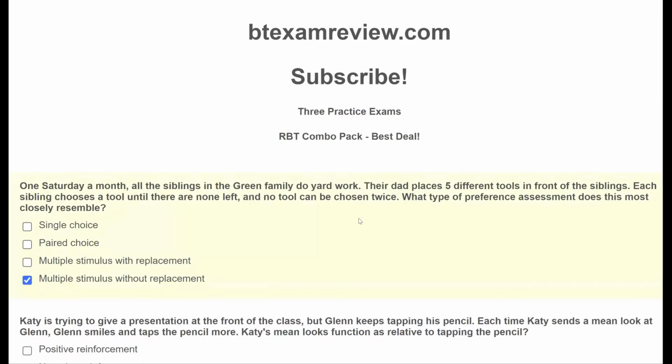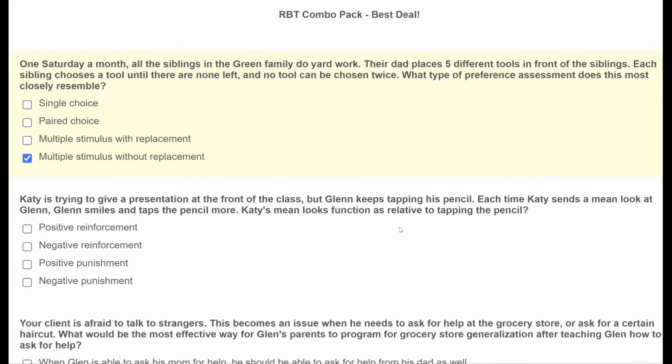We're taking our 5 different tools. Once a tool is picked, it's gone for good, and then we're picking until they're all gone. So it's not your traditional breakdown of a preference assessment, but all the principles stay the same for a multiple stimulus without replacement. It takes a little analysis to get there, but if you do all your work in the question, it's actually a pretty straightforward question. So what type of preference assessment does it closely resemble? Well, a multiple stimulus without replacement.